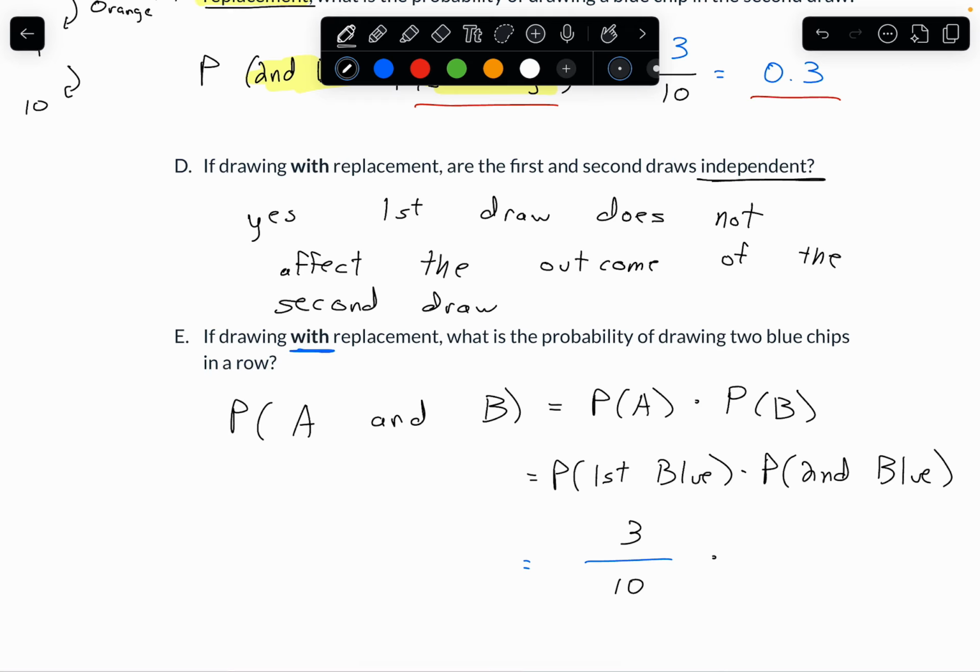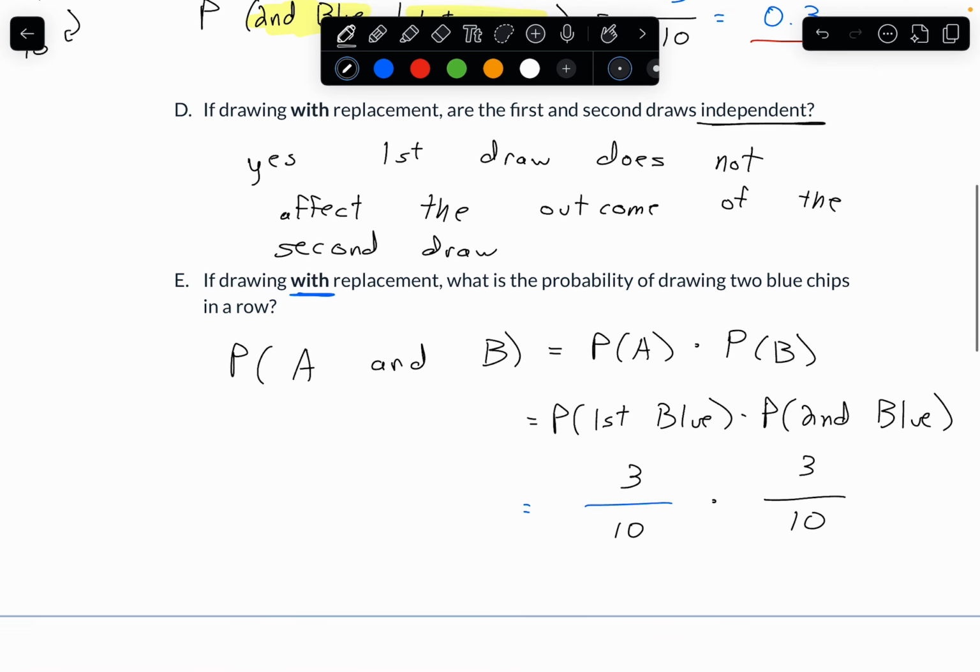And then for the second blue, again, we answered this question way back in part B, or you could say, well, again, I'm drawing with replacement, so that means the sample size does not change. There's still 10 total chips for me to choose from, and 3 of them have to be blue. And then I would just multiply my fraction straight across. 3 times 3 gives me 9. 10 times 10 gives me 100, so 9 over 100, or 0.09. So this would be my probability for this last part.